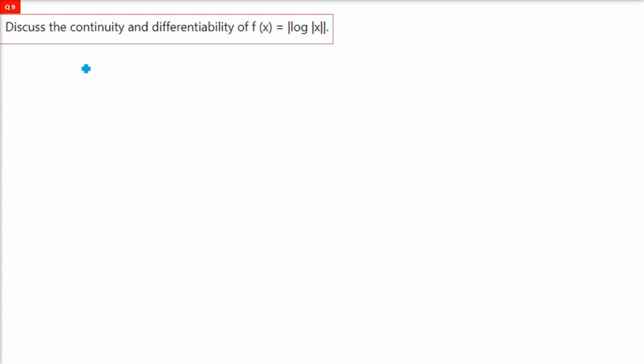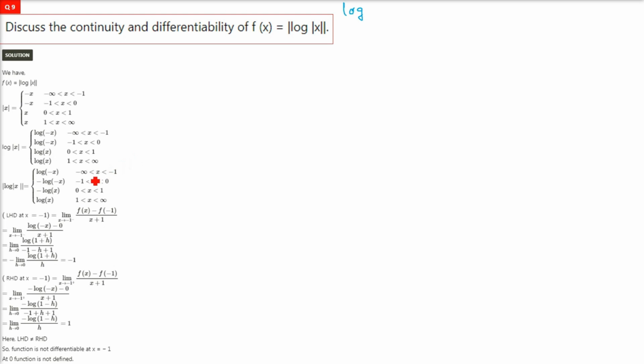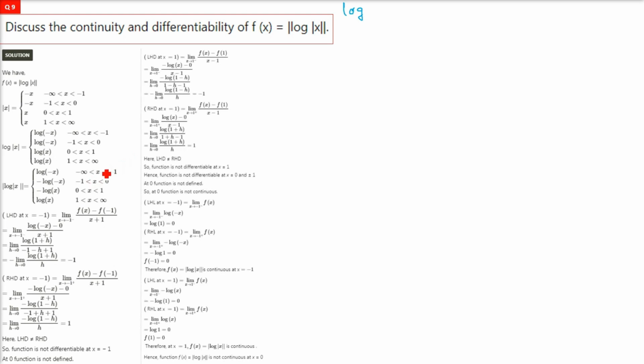Discuss the continuity and differentiability of f(x). And this is log. See, first is the modulus. Inside that we have log, inside that we have modulus x. So there are multiple things going on here. All of the things about modulus x we know till now. We have done a fair number of questions. What about log? If you are aware of log, then only you will be able to appreciate and solve this question. So you need to learn and be aware of log.